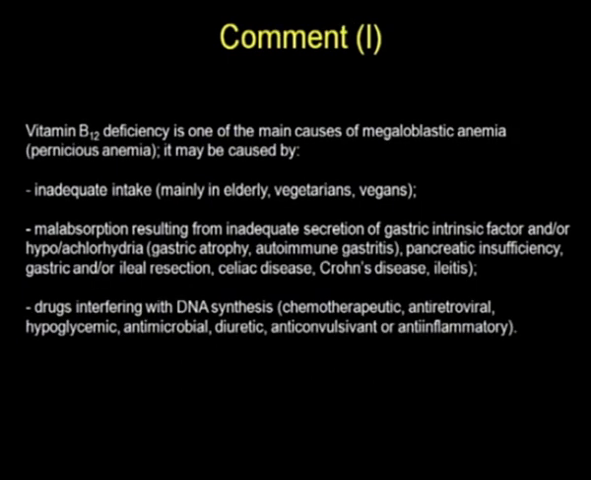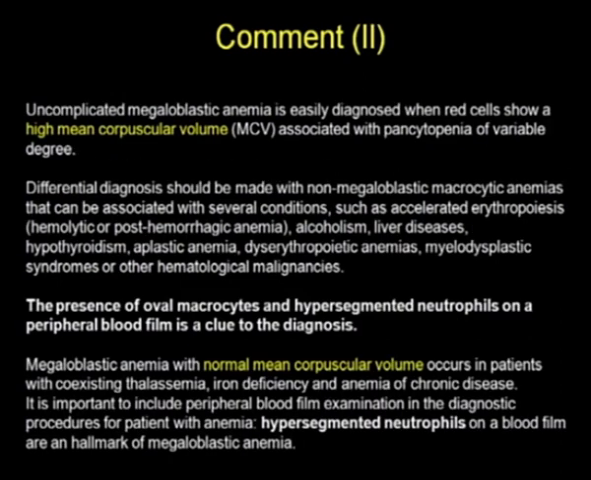So we have two slides of comments. In this case, vitamin B12 deficiency is one of the main causes of megaloblastic anemia, which could be caused by inadequate intake, malabsorption resulting from inadequate secretion of intrinsic factor or presence of achlorhydria, or drug interference with DNA synthesis, such as diuretics, chemotherapeutic agents, anti-inflammatory agents, anticonvulsants.